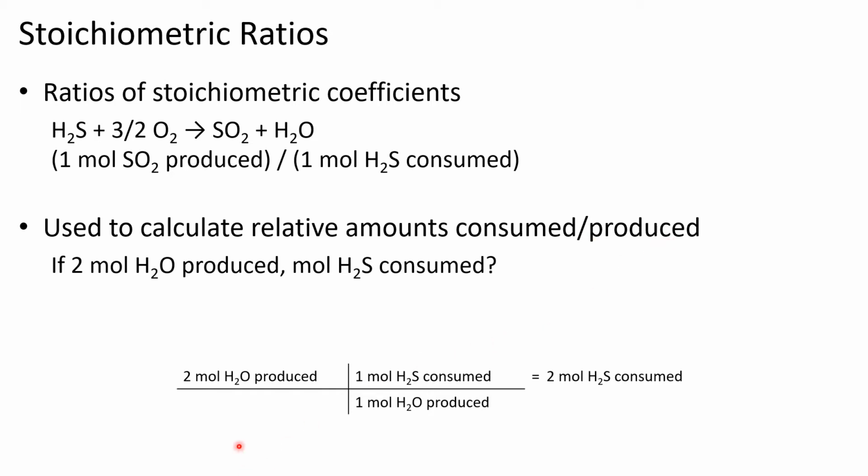So for instance, if 2 moles of water are produced, we can ask how many moles of hydrogen sulfide are consumed. And we can calculate that by taking the 2 moles of water that are produced and multiplying by the ratio of stoichiometric coefficients from our chemical reaction. That there's 1 mole of hydrogen sulfide consumed per mole of water that's produced, and therefore 2 moles of hydrogen sulfide would be consumed.